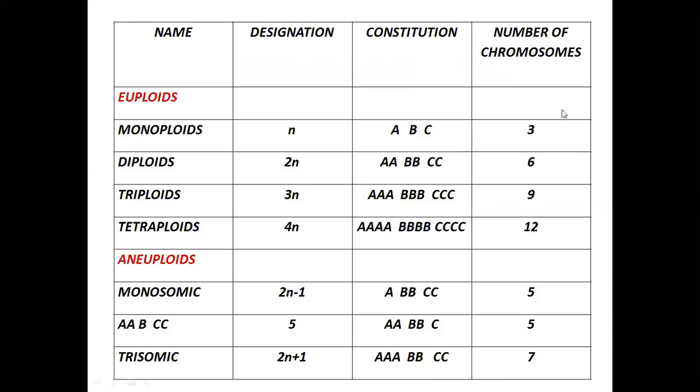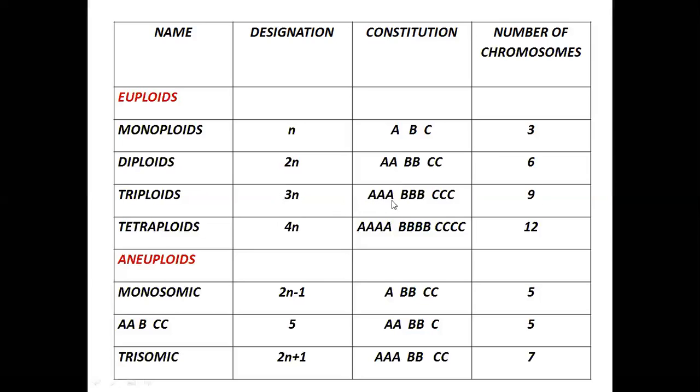The number of chromosomes here is represented as 3. Coming to diploids, diploids have two sets of chromosomes, a pair of homologous chromosomes, represented as 2n, and therefore each chromosome is represented in pairs: 2As, 2Bs and 2Cs. So the total number of chromosomes here is 6, and exactly half of the 6 would be 3, and that is what monoploids are.